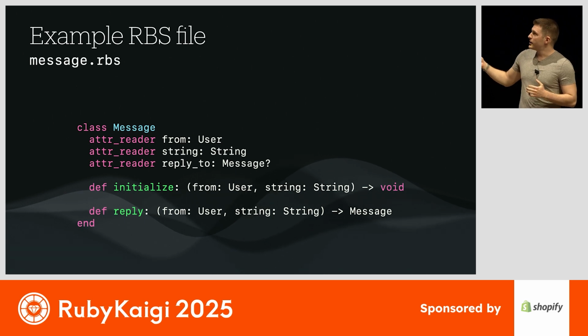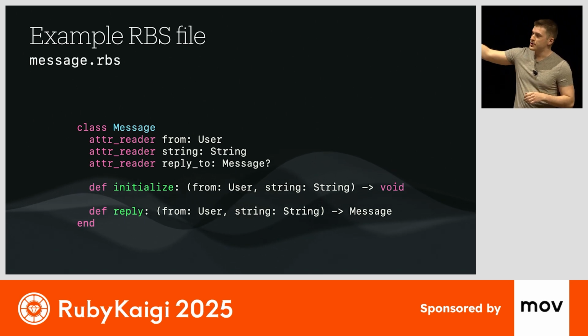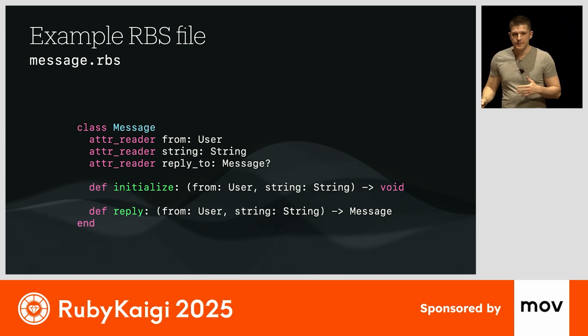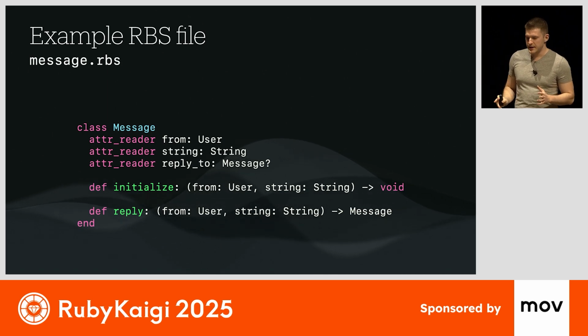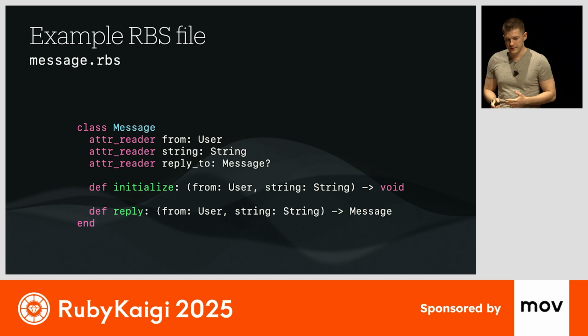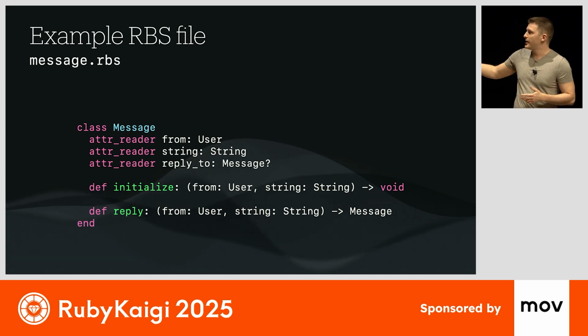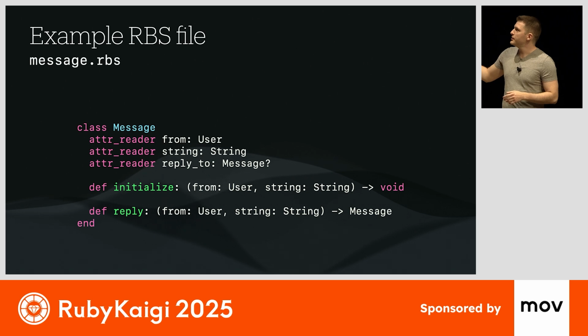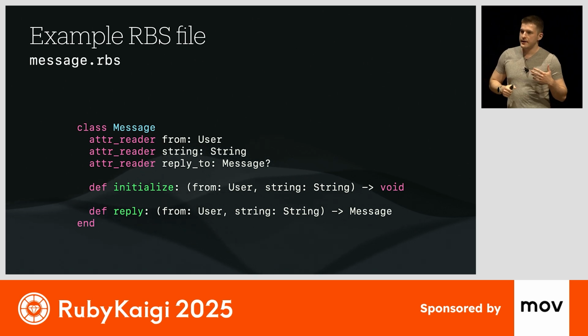This is an example RBS file called message.rbs. Like I mentioned earlier, the Ruby interpreter will never see this code. Even though it looks a lot like Ruby, it's not actually Ruby. It just follows the same flavor. You'll notice these methods don't even have bodies. They don't even have an end keyword at the end. Instead, it uses this colon to denote the start of a type annotation.